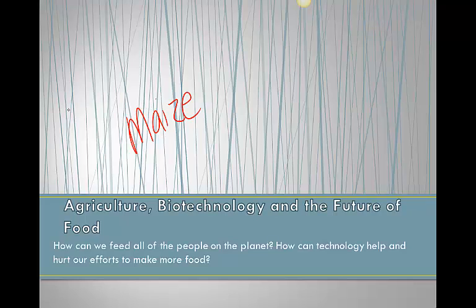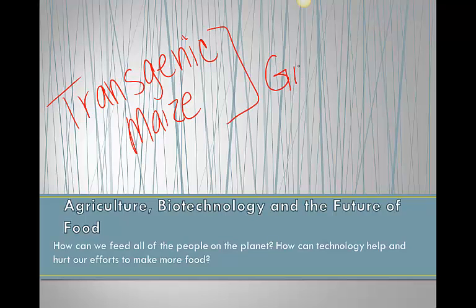And what we're talking about is transgenic maize. And what that word transgenic means is having DNA from multiple species. So this is corn that's been genetically modified. Sometimes these things are called GM or genetically modified foods.